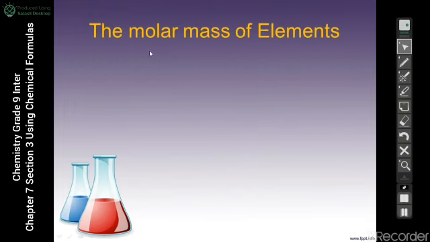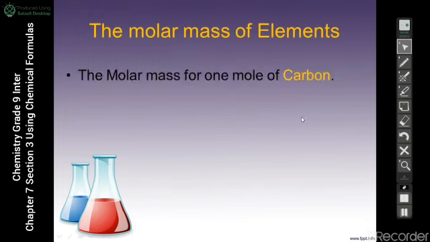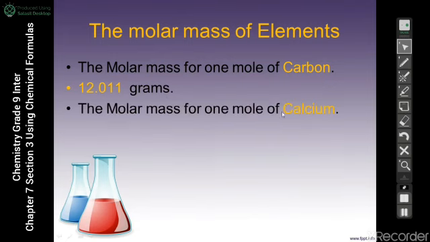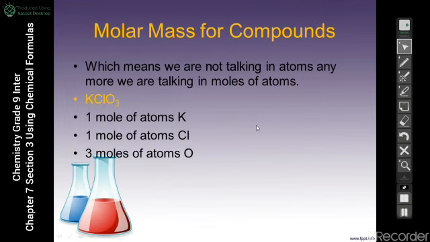If I want to calculate the molar mass of elements, the molar mass of 1 mole of carbon, we are going to look up carbon in the periodic table, and the number written below carbon is 12.011 grams. So its molar mass is 12.011 grams. The molar mass of 1 mole of calcium, we are going to look up calcium in the periodic table, and the number written below calcium in the periodic table is 40.078 grams. So its molar mass is 40.078 grams.